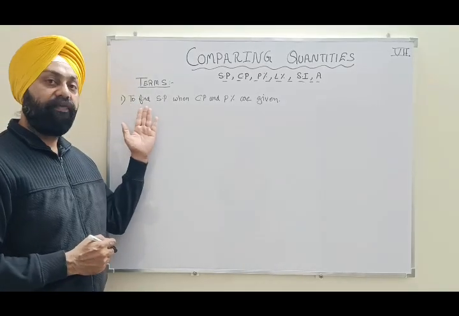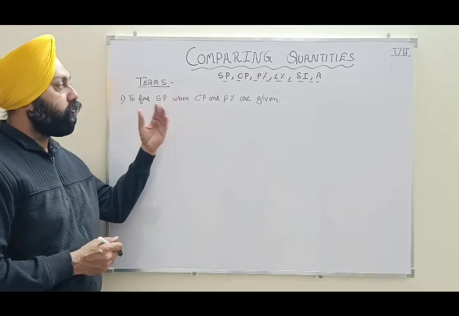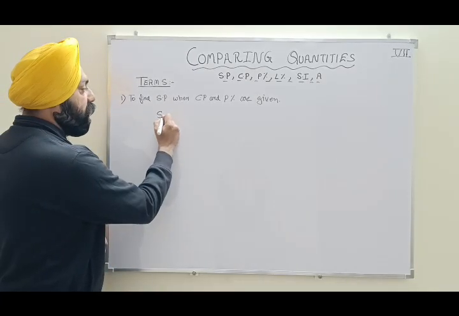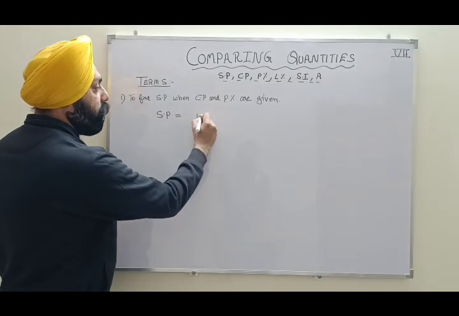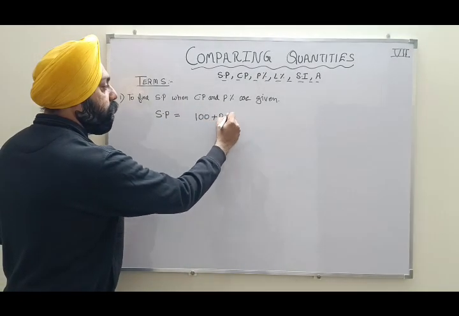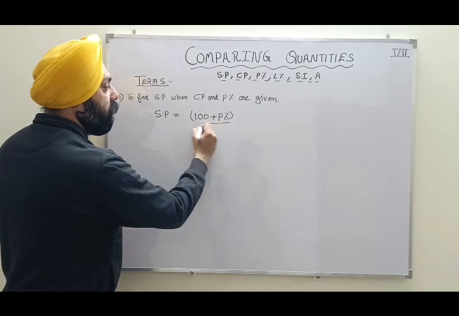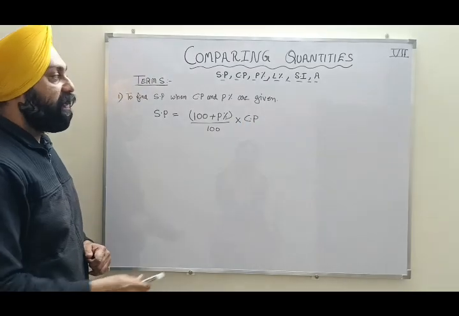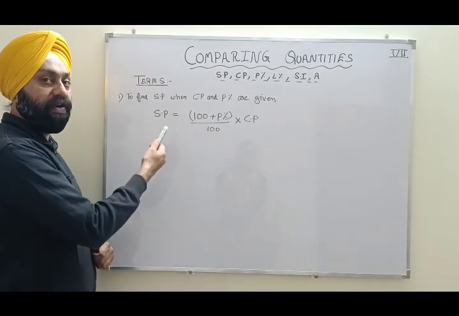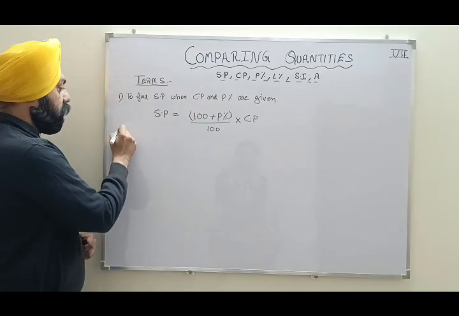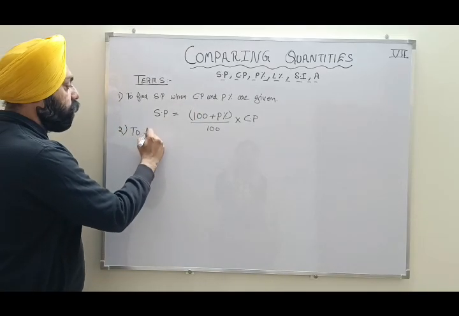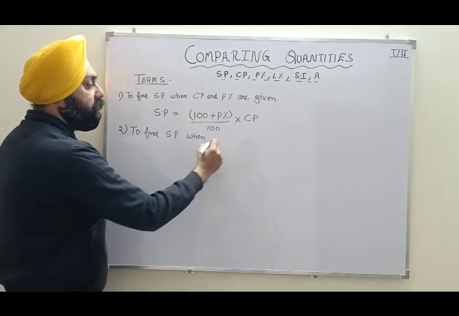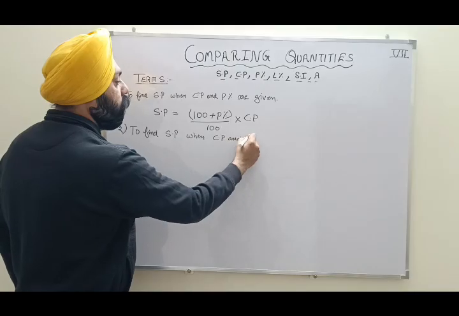So in this first formula, we have to find the SP. Selling price we have to find when the cost price and the profit percent are given. So the formula is selling price is equals to (100 plus profit percent), we will put this in bracket, divided by 100 into CP. So whenever cost price and profit percent are given and you are asked to find the selling price, this is the formula. Similarly, if we have to find SP, but instead of profit percent, loss percent is given.